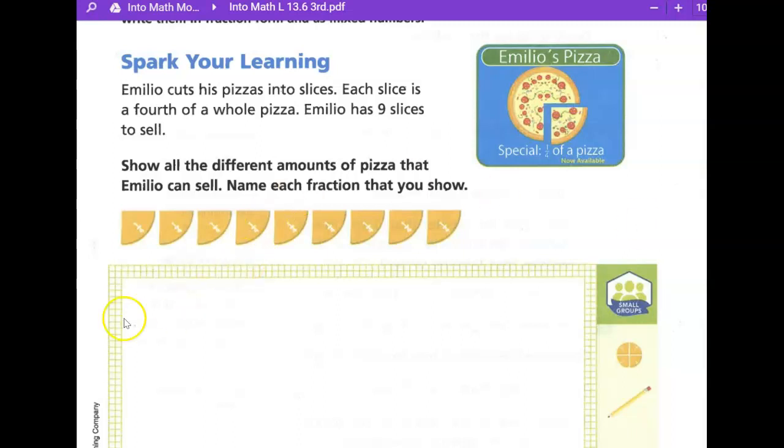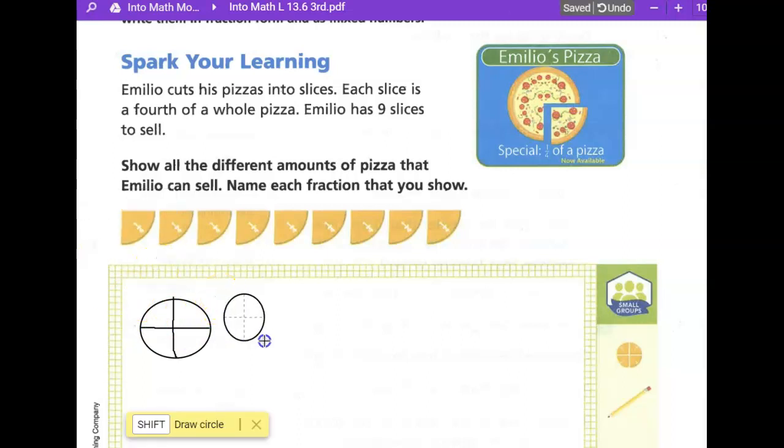Let's make them into pizzas so we can look at them as wholes. So he can sell, we're going to do this. Oops. Let's try that again. How many slices can he have in a whole pizza? He could sell this one. Let's make it first so we sell all the slices.